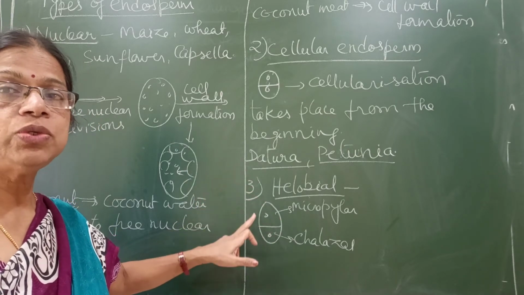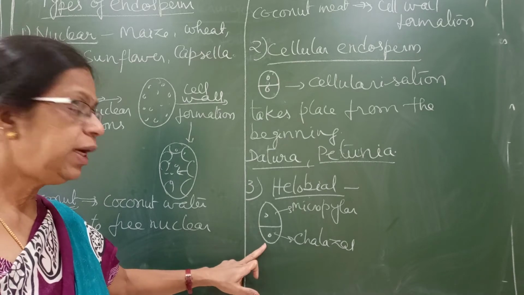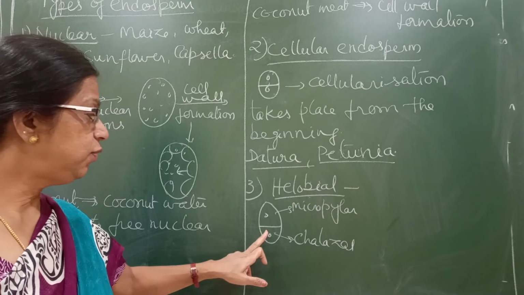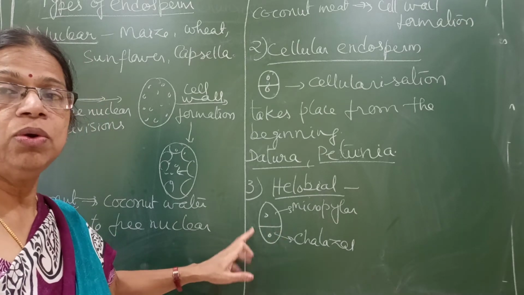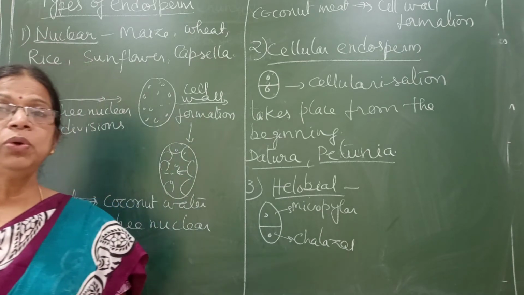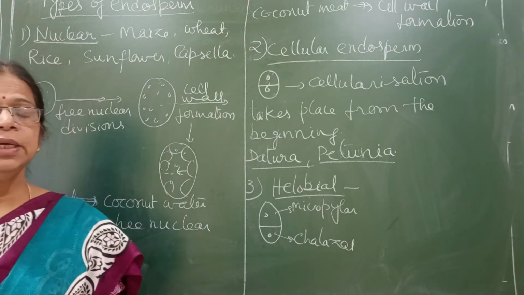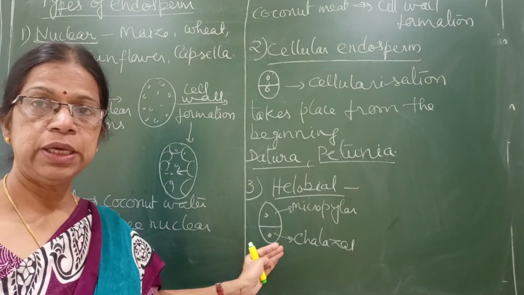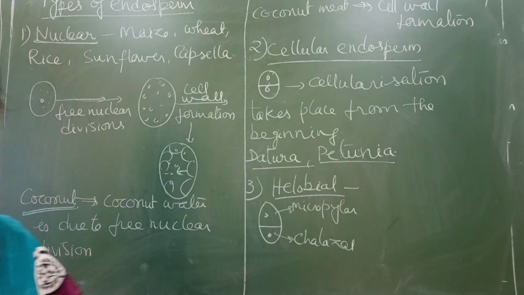Now micropylar will further divide and form the endosperm. That means it undergoes cellularization. Whereas chalazal will undergo free nuclear division. It may or may not divide, and if it divides, it can undergo free nuclear division. So it is a combination of both nuclear as well as cellular.